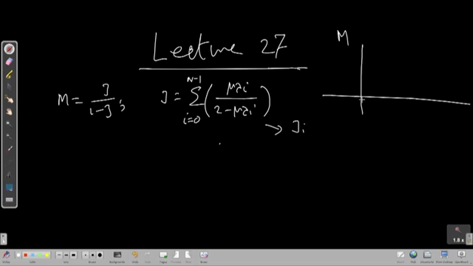M is misadjustment, so it is strictly non-negative. Okay, and when it is stable, it will be finite. So, if we plot M versus J, this is what we had obtained. Other zones we are not interested in, because to the right of this point J equal to 1, M becomes negative, and negative M is of no importance to us. Okay. Similarly, if you go to the left, M becomes negative. So, this is the zone, and at J equal to 1, M becomes infinity.